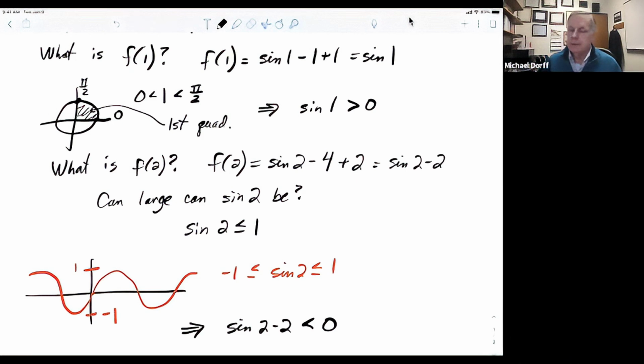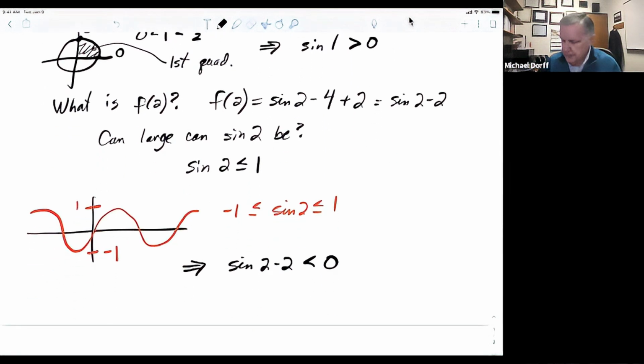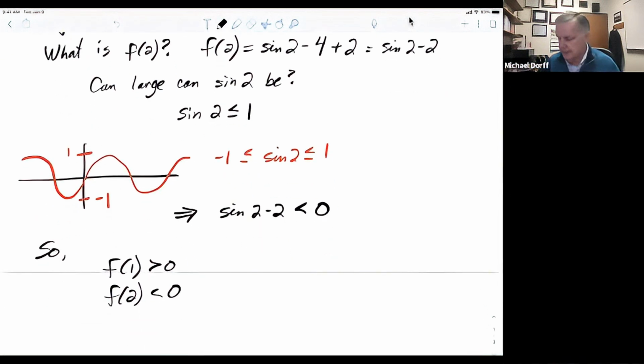If I've got a number less than or equal to 1 and I take 2 away from it, I'm going to get a negative number. So what do we have here? We have f of 1 greater than 0 and f of 2 less than 0. That's perfect. That's exactly what we need.